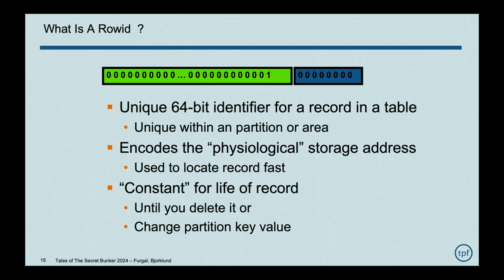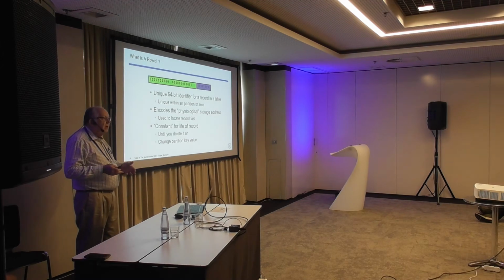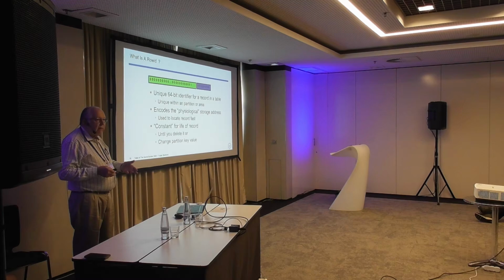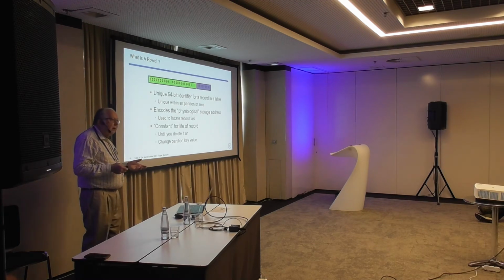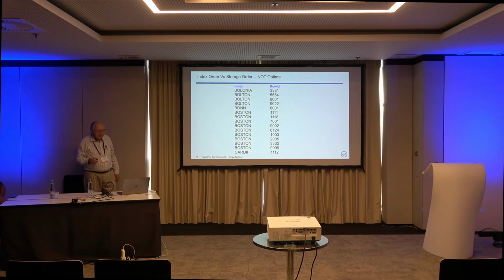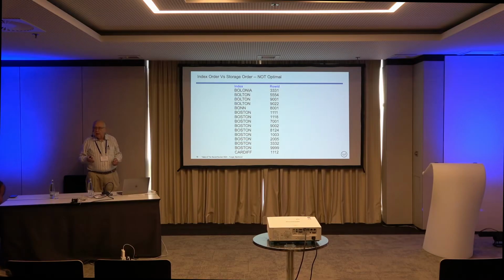So, a reminder of what a row ID is. A row ID is a unique number which tells you where in a storage area a record is located. It's an identifier for a record, and you can use that identifier to calculate where the record is, and then you can go retrieve it. Now, an index also tells you where a record is. So you can look up a key value, find the associated row ID, and go retrieve the record.